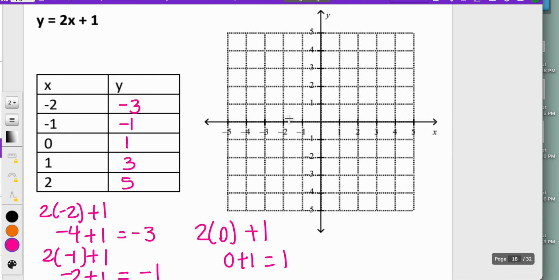Now we can plot all of our points. -2, -3 is left and down. -1, -1, left and down. 0, +1. 1, +3. 2, +5. Connect our dots. We get a nice straight line.